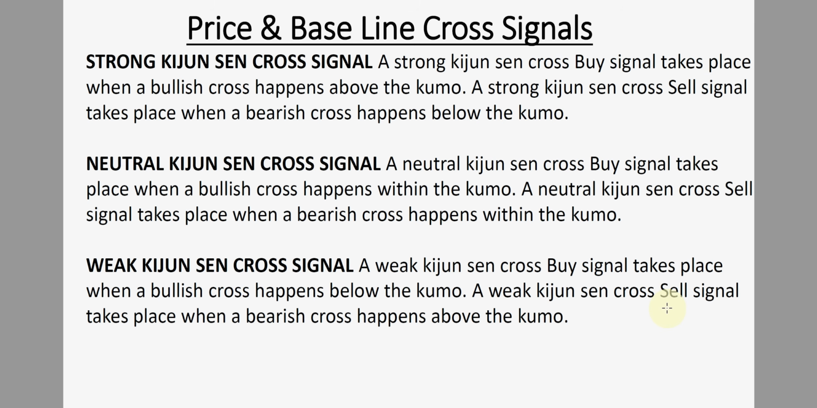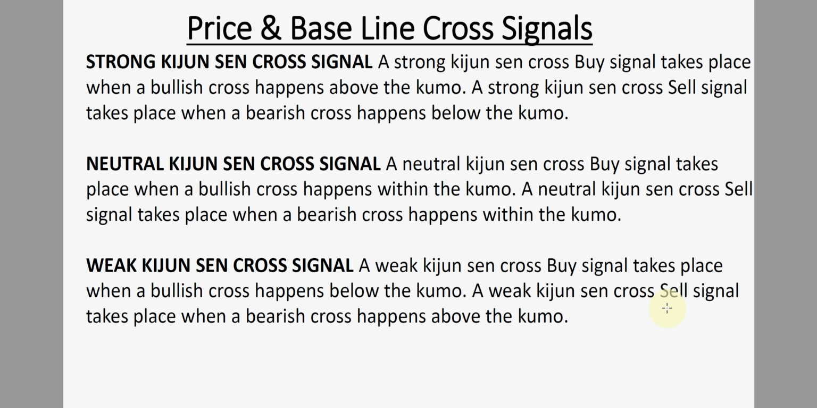So we have discussed how two lines cross each other, that is the red and the blue line. Now we want to discuss the second method of generating signals. This time it is not through two lines crossing each other, it is actually a price crossing a line. And which of the lines? The blue line, the baseline.